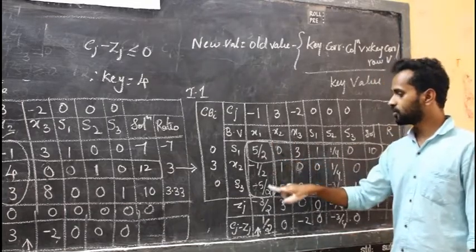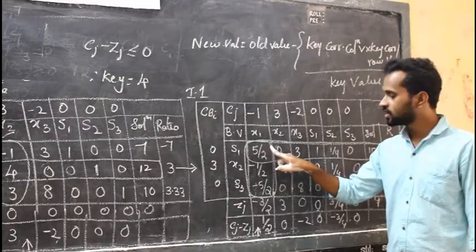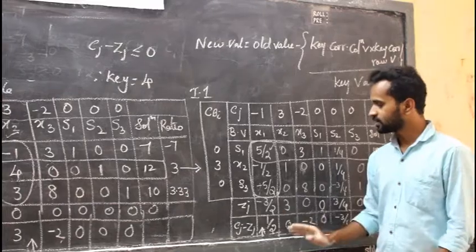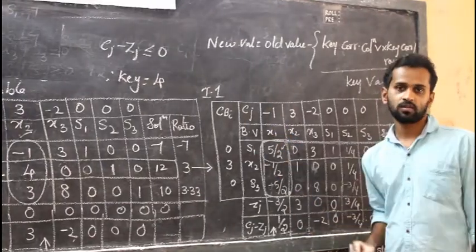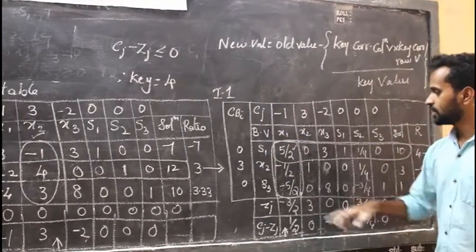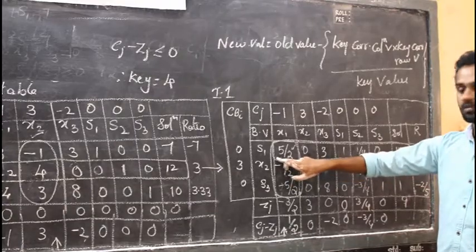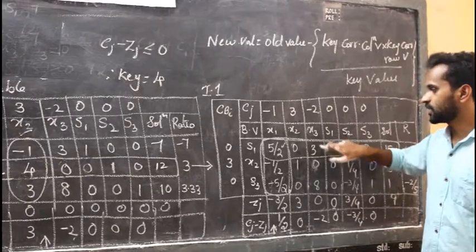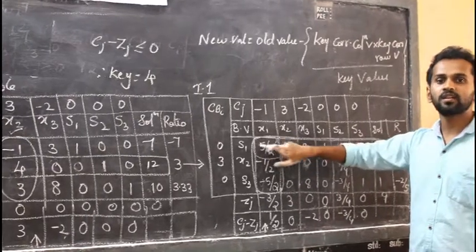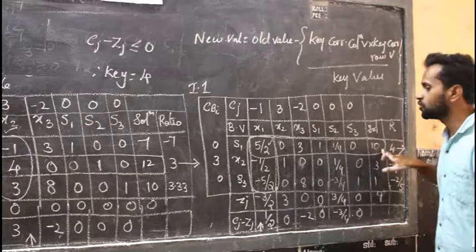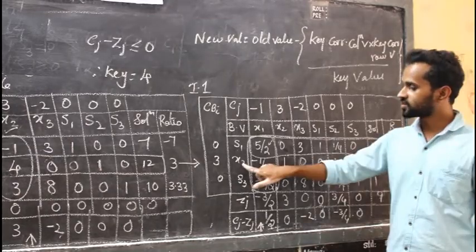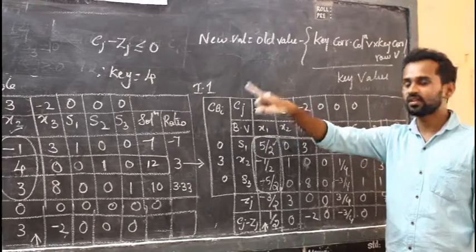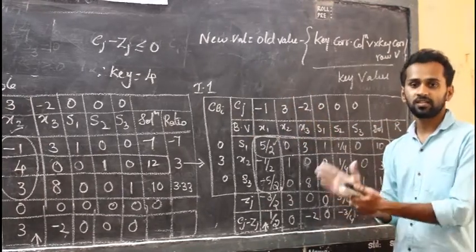So the intersection of key row and key column, the value is 5 by 2, it becomes key value. Now what I have to do means, again I find the iteration 2 table. How to form iteration 2 table we told you. So here what I need to do, take the key value and divide the entire key row by the key value. I will be getting a new value here. And again for x2 and x3 I need to find the new values. After that we need to replace again in iteration 2 table.